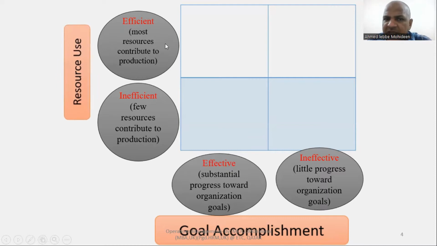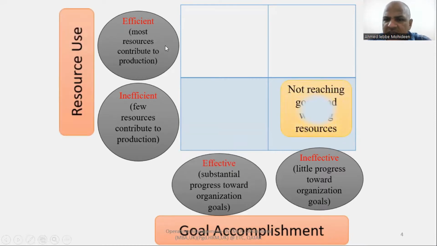Right. If you take the resources, let's say ineffectiveness and inefficiency in your operations, your resources are not used in an effective manner, or it is not connected with the number of shirts that we wanted, then the goal is not achieved. So the goal is not achieved and the resources are not utilized properly, then it is a waste operation.